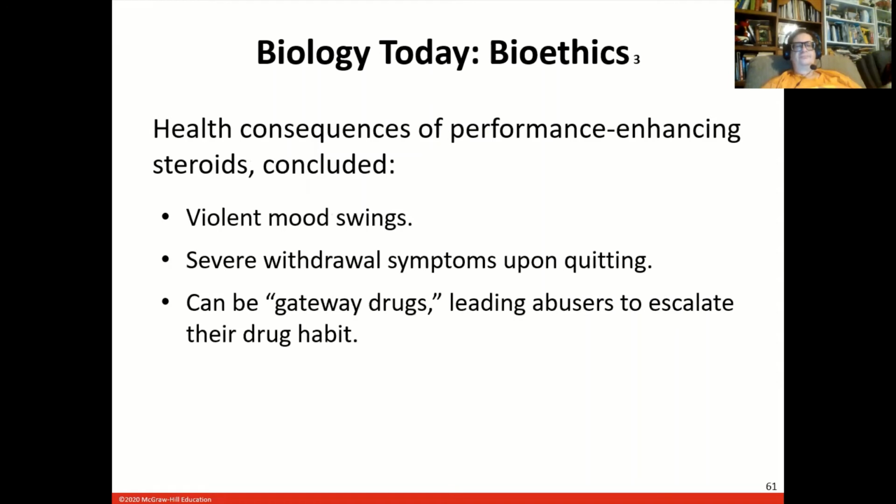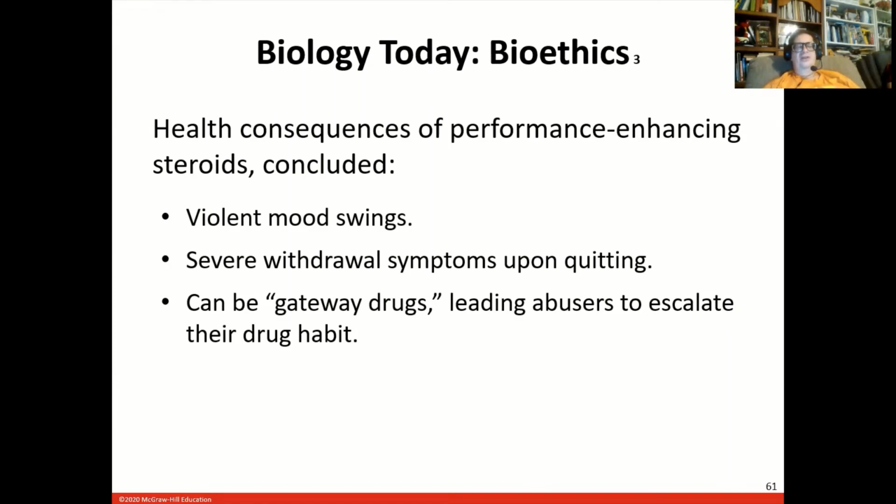Okay. And you might have heard people talk about roid rage. Roid rage is roid short for steroid. It's violent mood swings when you're on steroids. And a lot of times these things can come up when people are withdrawing from the use of steroids.